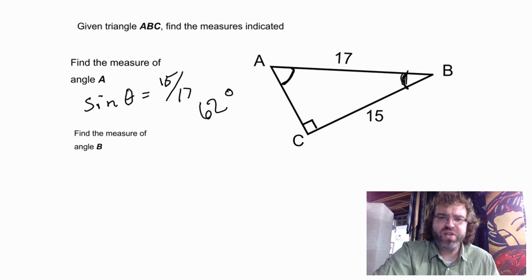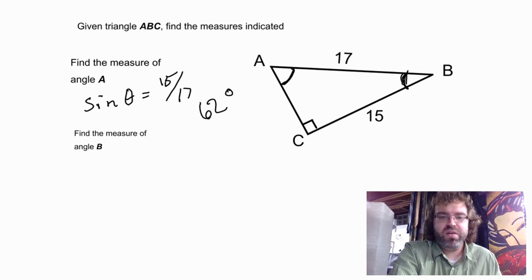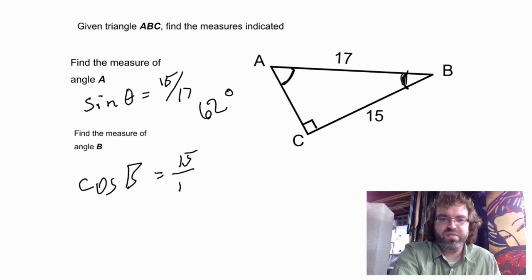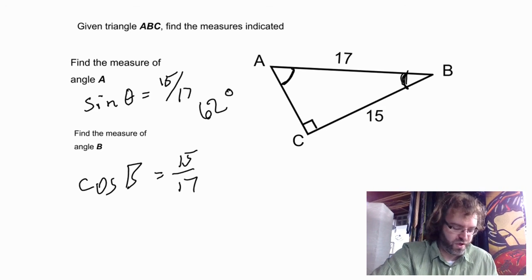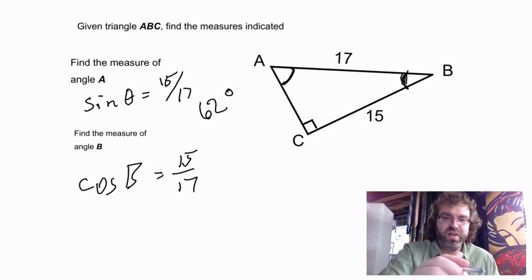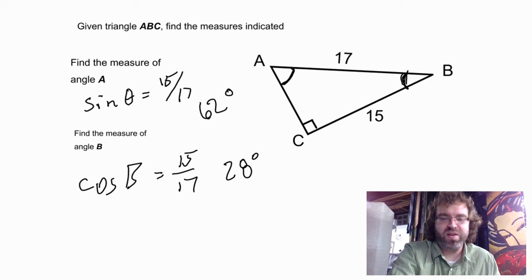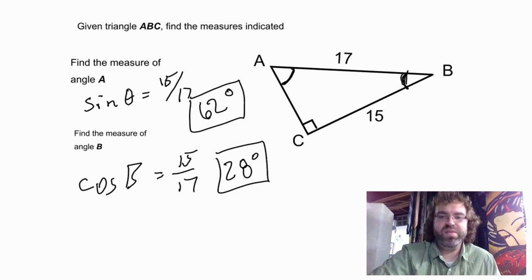I would now have my adjacent side and my hypotenuse given to me, so that would be cosine. Cosine of angle B equals my adjacent, which is 15 over 17. So inverse cosine of 15 divided by 17, and I get 28 degrees. And again, that's what it should have come out to if I did it the other way as well. And now I have my two different angles.